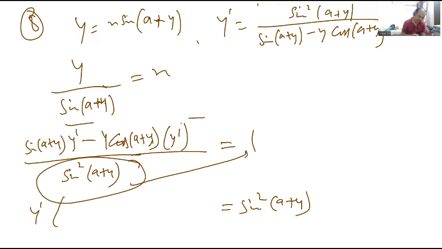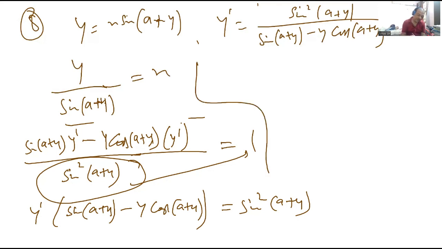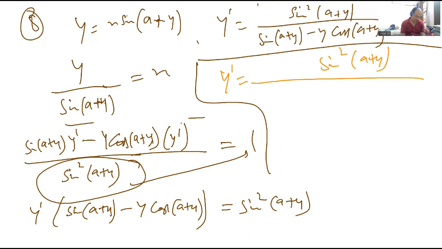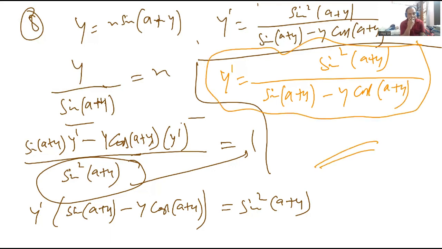On taking the y dash common, I will be having sine a plus y minus y cos a plus y bracket close. This is sine square a plus y. Now, what I have to do is find out the value of y dash, and for this, y dash is equal to sine square a plus y, and in the denominator, I will be having sine a plus y minus y cos a plus y. This is the required answer, and what we have to prove for question number 8.